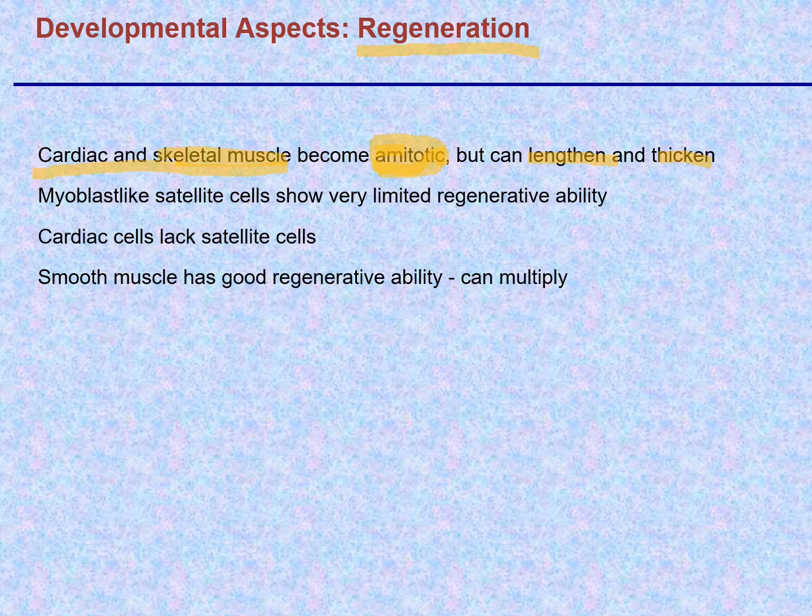It's important to understand that these two tissues, cardiac and skeletal muscle, normally do not multiply. The cells don't increase in number in an adult. However, smooth muscle has very good regenerative ability. It can multiply, and it can multiply actually quite quickly. And I gave you two examples. One normal example in which the uterus gets larger. Most of the wall of the uterus is smooth muscle.